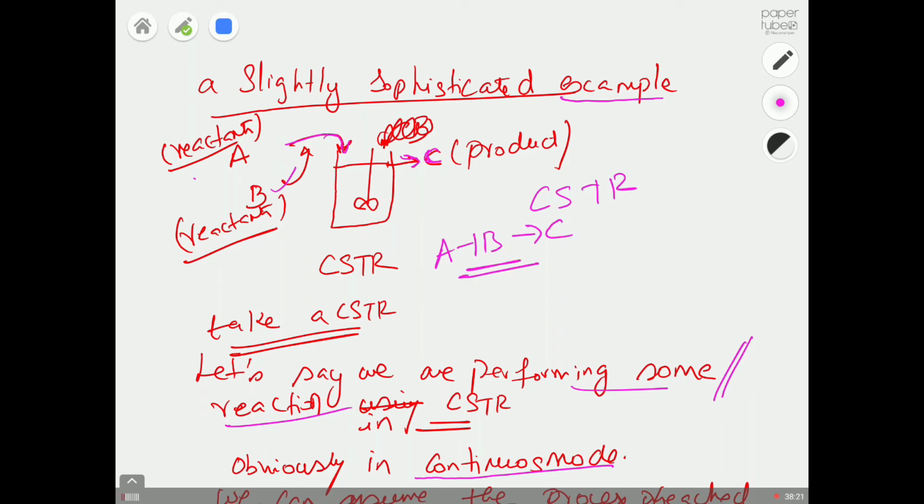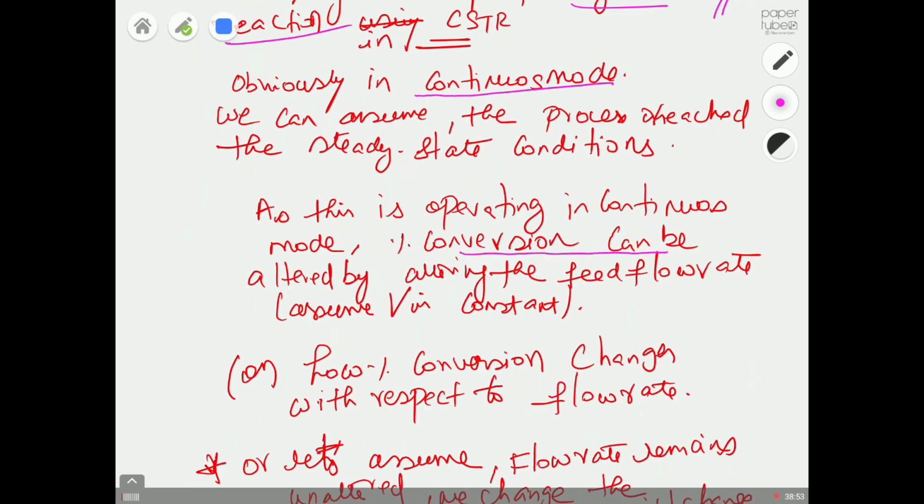So obviously your percentage conversion of A to C, so time versus percentage conversion, for example, just to follow the pink color pen which I'm writing at the moment. As a function of temperature, your conversion is going to change. This is one example, and also as a function of other operating conditions, your percentage conversion is going to change. For example, your percentage conversion can be altered by altering the feed flow rate.